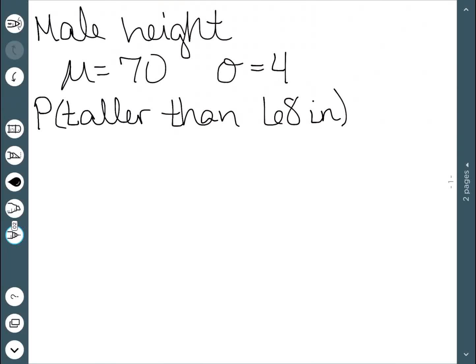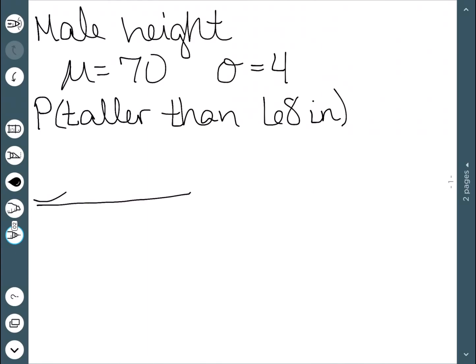We've now talked about normal distributions and standard normal distributions and how to find probability. But most stuff isn't going to be standard normal. As an example, we know that height is normally distributed, and we know that the height of males has an average of 70 and a standard deviation of 4. And let's suppose we want to know the probability that someone at random is taller than 68 inches. How do we find this probability?